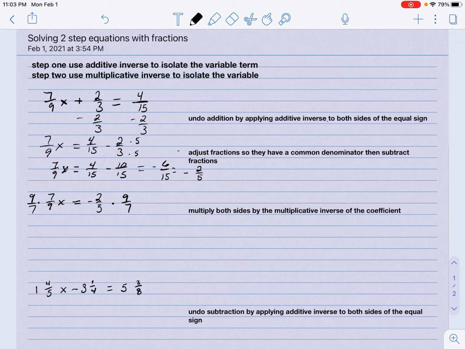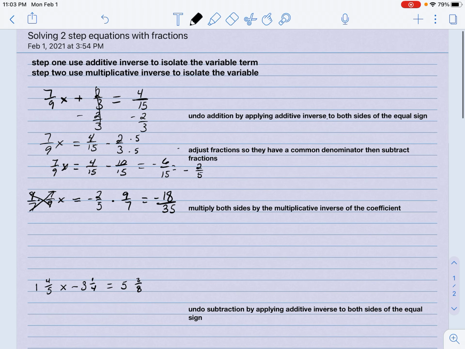And when we do that, we get negative 2 times 9, which equals negative 18, over 5 times 7, which is 35. So there we've solved. This is going to cancel each other out, as does this up here, and so we're left with just x equals negative 18/35. Okay, so these are the steps we're using in solving these equations.